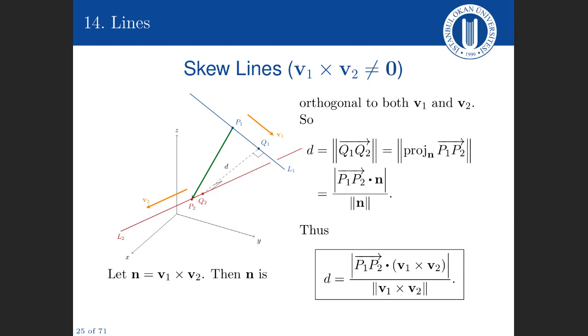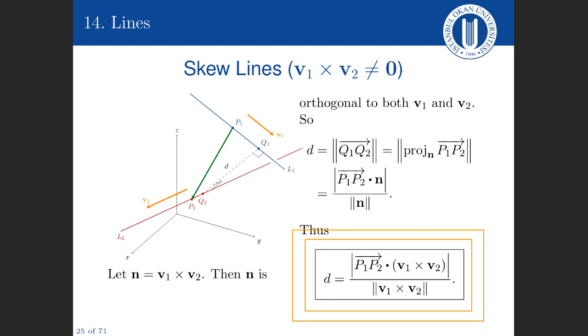That's why this formula is the formula that you will need in the exam if I ask you a question like this. The distance between skew lines is the absolute value of P1P2 dot V1 cross V2 divided by the norm of V1 cross V2.